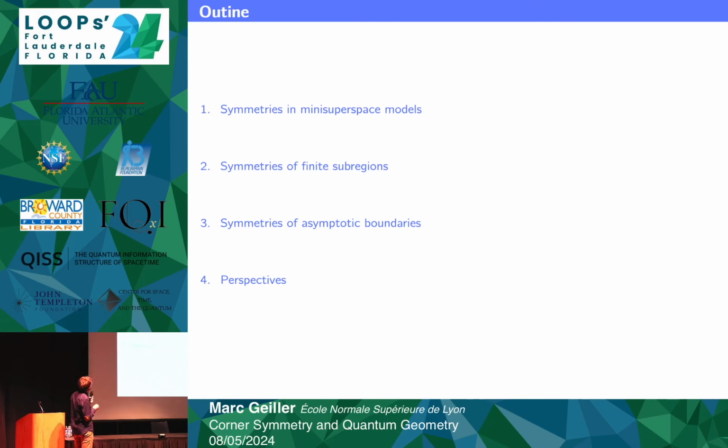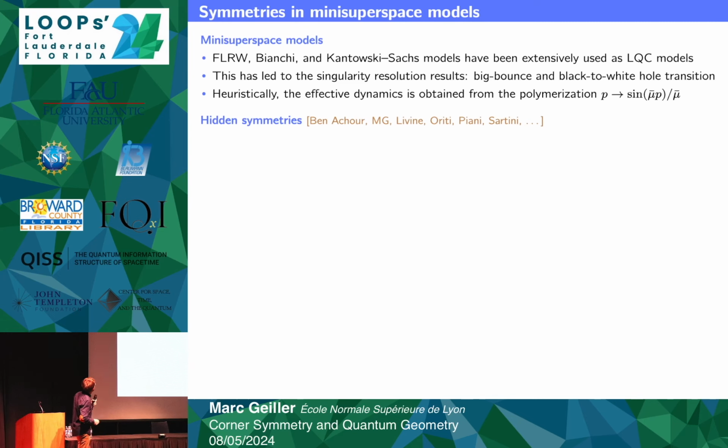So mini-superspace models, as we know, and as we saw in the previous 2 talks, Friedmann models, Bianchi models, Kantowski-Sachs models are extensively used in symmetry-reduced descriptions of loop quantum gravity, so loop quantum cosmology models. This is how we have obtained these beautiful results about singularity resolution, so the big bounce, and also these black to white hole transitions. Here I will not focus on the detailed structure of how this is done, but just mention that heuristically we can describe these effective dynamics by thinking about these polymerization schemes. I will refer to this in a moment.